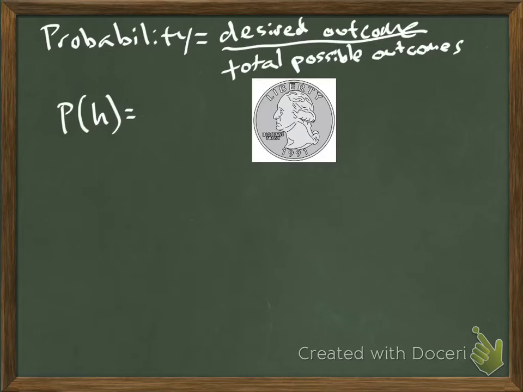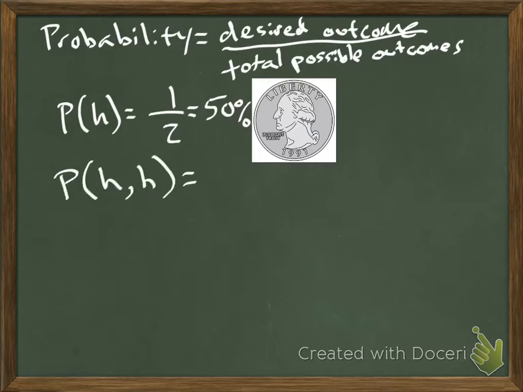Well, my desired outcome would be 1, and my total possible outcomes would be 2. Remember that our total possible outcomes includes our desired outcome as well. That means I would have a 50% chance of landing on heads when I flip my coin. That's just a single or simple probability. Let's work now on a compound or complex probability.